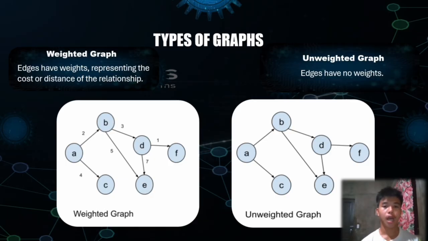And fourth, unweighted graph. Edges have no weights. A real life example of unweighted graphs is social media friendships. People are nodes. Friendship is the edge. There is no number or value, only whether people are connected or not. Why it matters: use when only connections matter, not distance or cost.